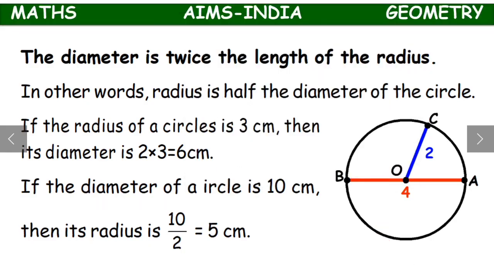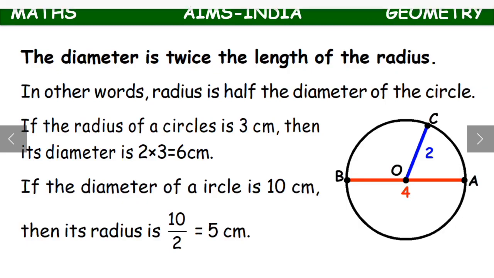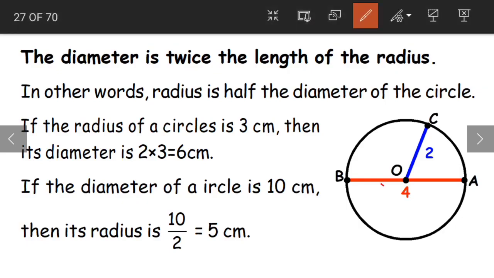Now with this, we've come to the end of today's class. What did we learn? We have learnt about the different parts of a circle. What are they? They are the center, radius, and the diameter. And also we have learned about the relationship between a radius and the diameter of a circle.